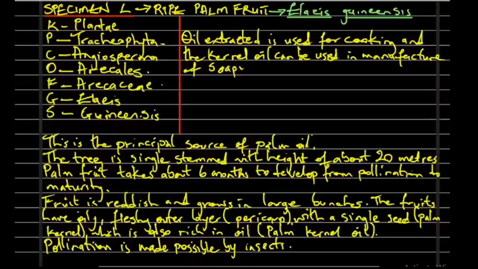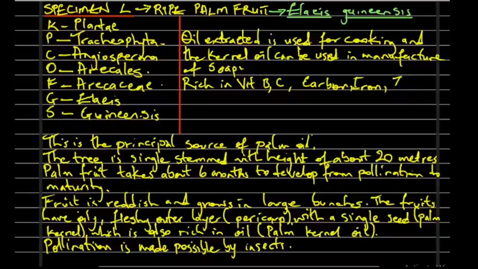Now, this particular fruit is rich in nutrients like vitamin B, vitamin C. We also have other materials like iron, zinc, potassium, calcium, phosphorus, and the rest of those. All of these are nutrients that are found in the palm oil or the palm fruit and the palm seeds as well.